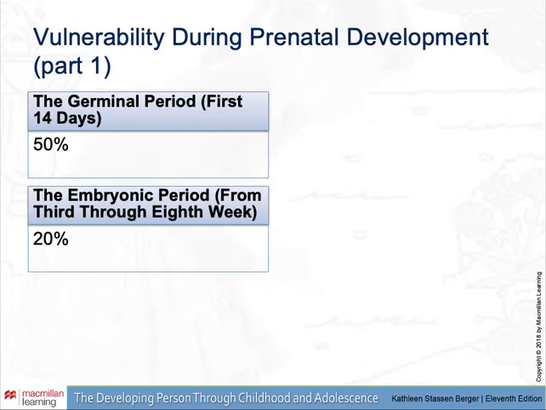Now we'll discuss vulnerability during prenatal development. The germinal period, as we discussed, lasts the first 14 days. About half of all conceptions fail to grow or implant properly and thus do not survive the germinal period. Most of these organisms are grossly abnormal. In the embryonic period, from the 3rd through the 8th week, about 20% of all embryos are aborted spontaneously, most often because of chromosomal abnormalities.